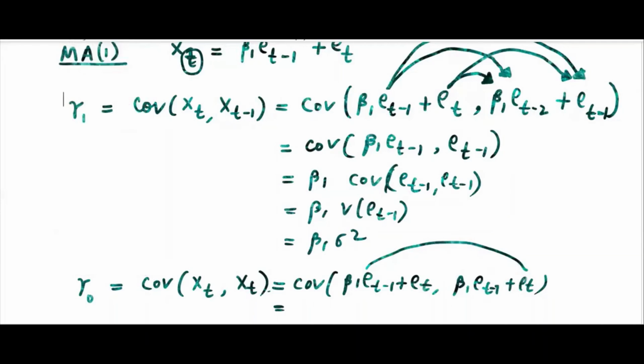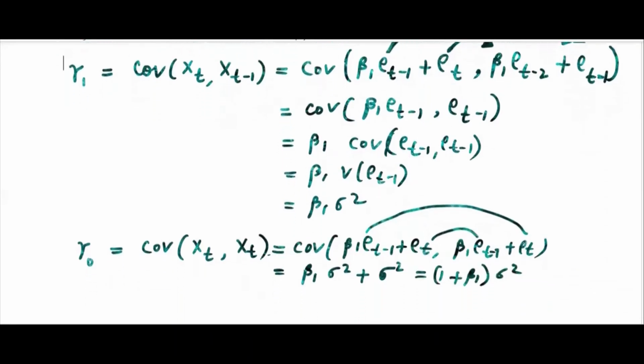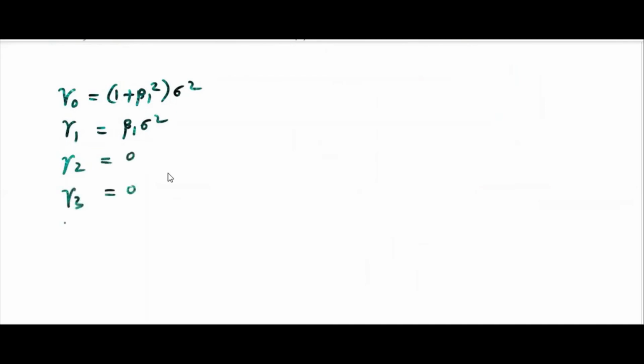So et minus 1 with et, that is 0. The first term with the first term, et minus 1, you will get beta square, and the second one, et, gives sigma square. So you get 1 plus beta square. Here I've taken beta 1 already, so let's stick to that. Let me write all here. Gamma naught I got as 1 plus beta 1 square times sigma square. Then gamma 1 I got as beta 1 sigma square. Gamma 2, if you find, you will get 0. Gamma 3, you will get 0. Gamma 4, you will get 0.